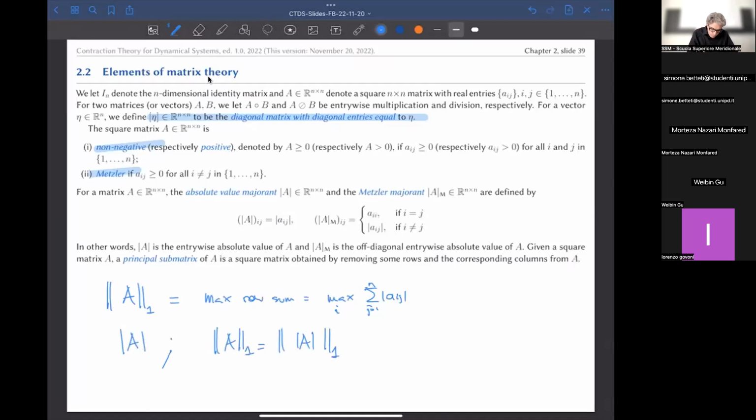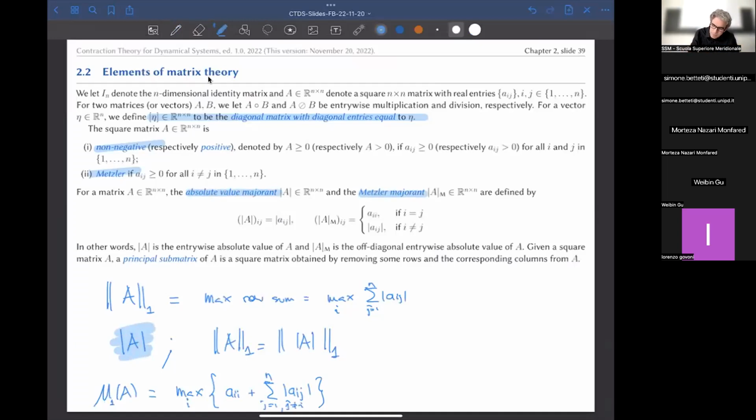But there was another property, which was that mu of A with respect to the one norm, I think I mentioned to you, was the max with respect to i of A_ii plus the sum of the absolute value of A_ij. j runs from 1 through n, but j is different from i, otherwise I count the ith term twice. Now, I'm going to define the Metzler majorant. This absolute value, people sometimes call it the absolute value majorant, because you have a matrix A, each entry individually is majorized, upper bounded by its absolute value.